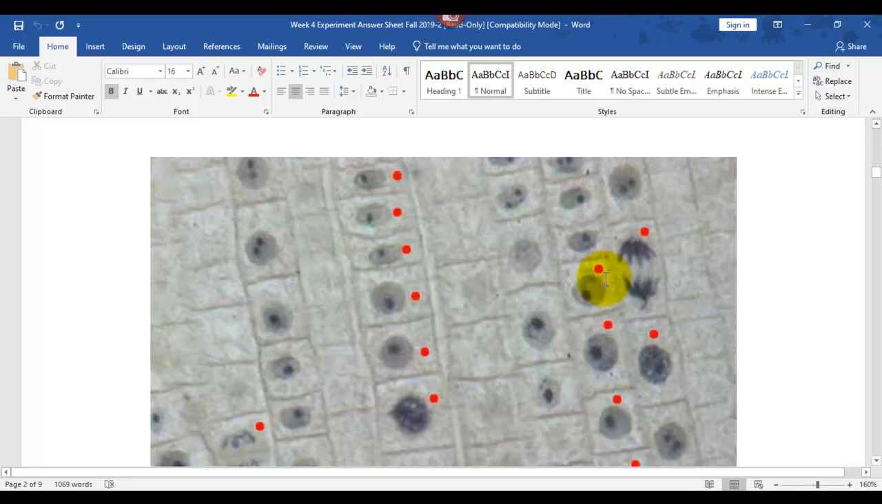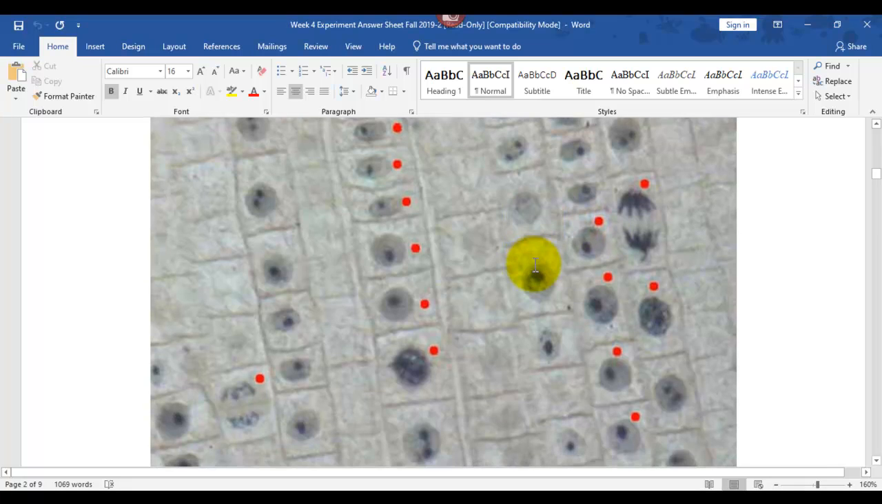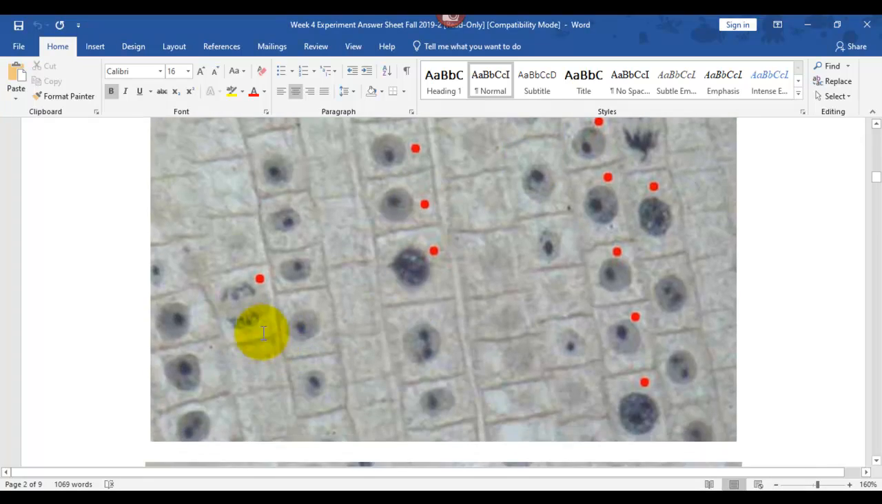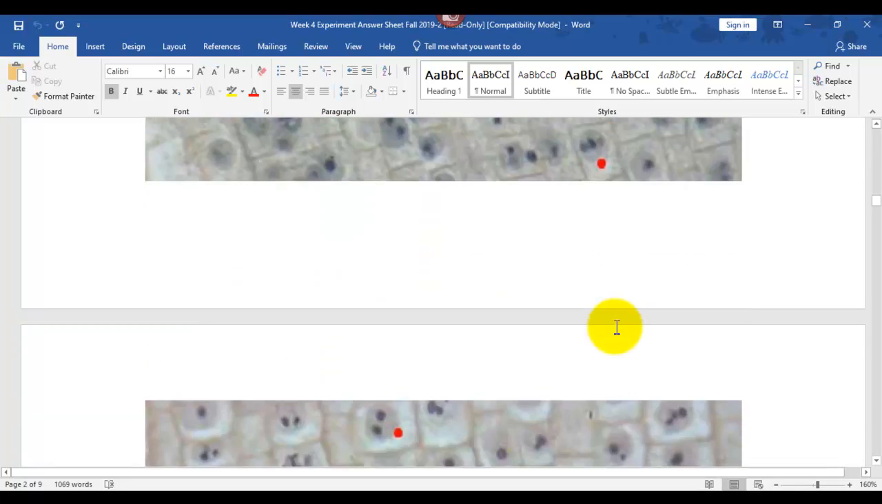Like that's one that's an interphase, which is not mitosis. This one, you can see a cleavage furrow. That's actually a telophase. You really can't get this one wrong.